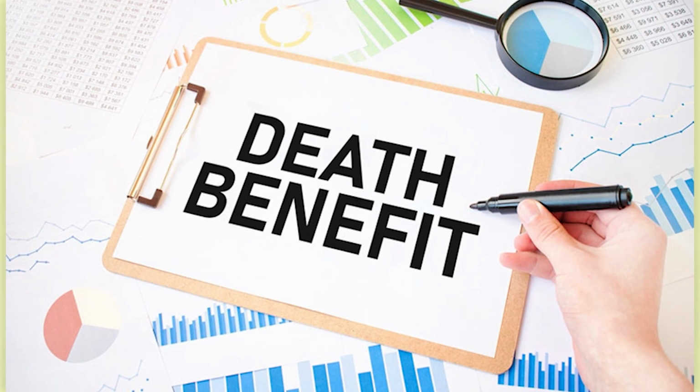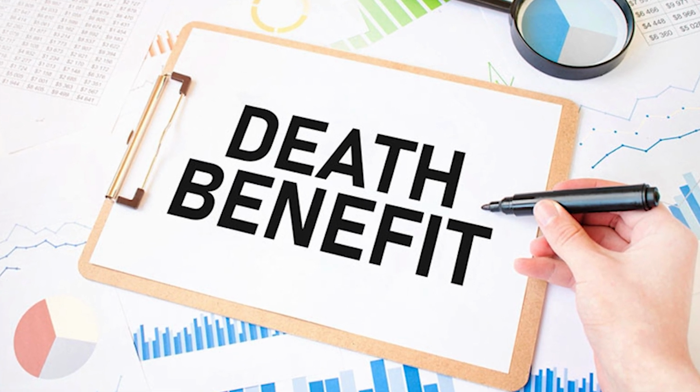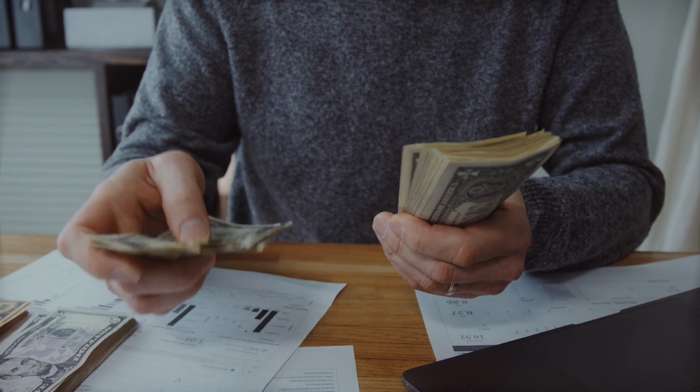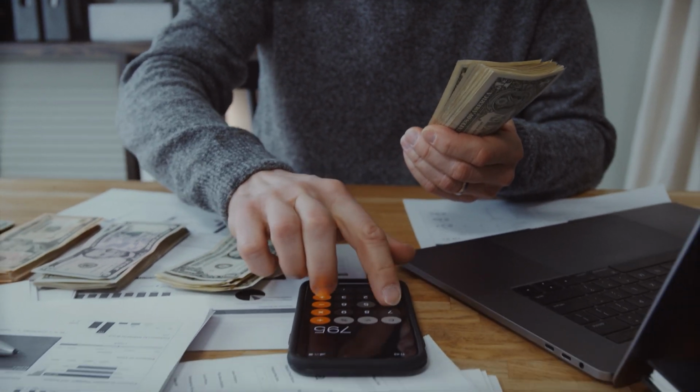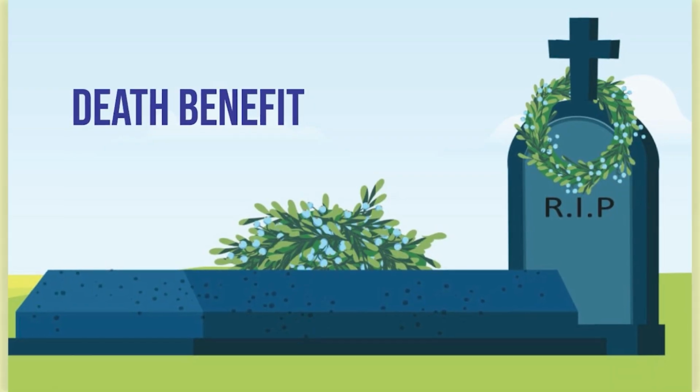4. Death benefit. When you hear the phrase death benefit, this refers to the sum of money that the insurance company pays out to the designated beneficiary or beneficiaries when the insured person dies.